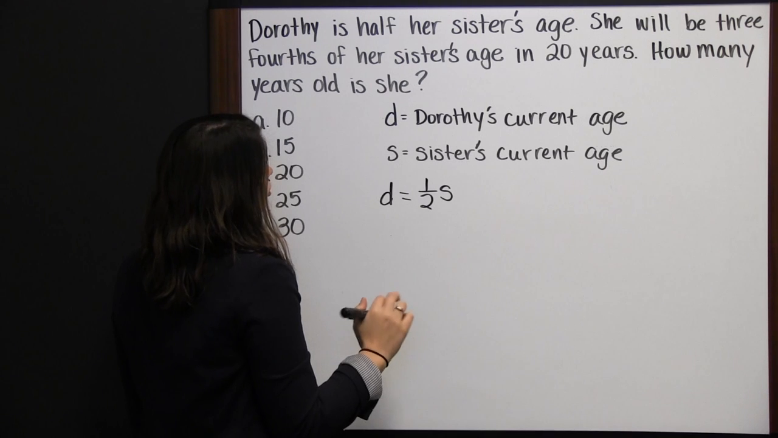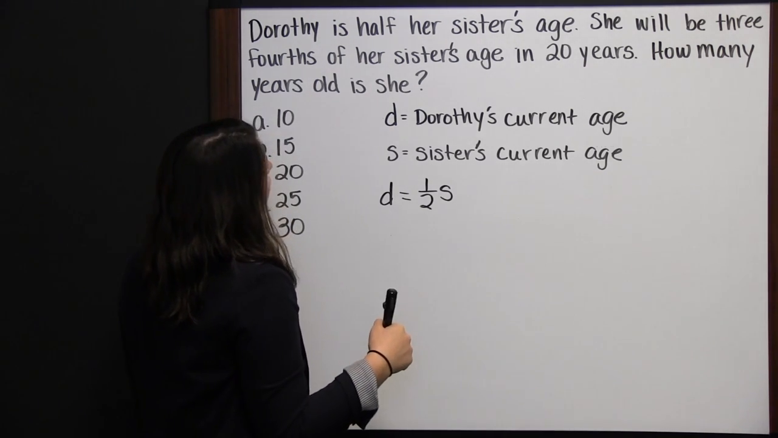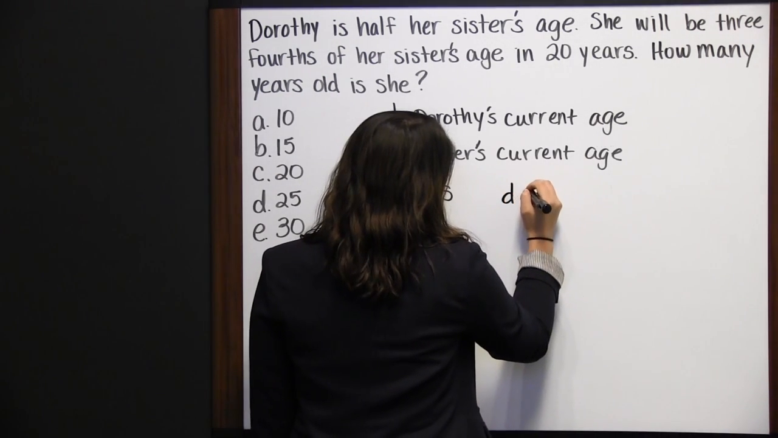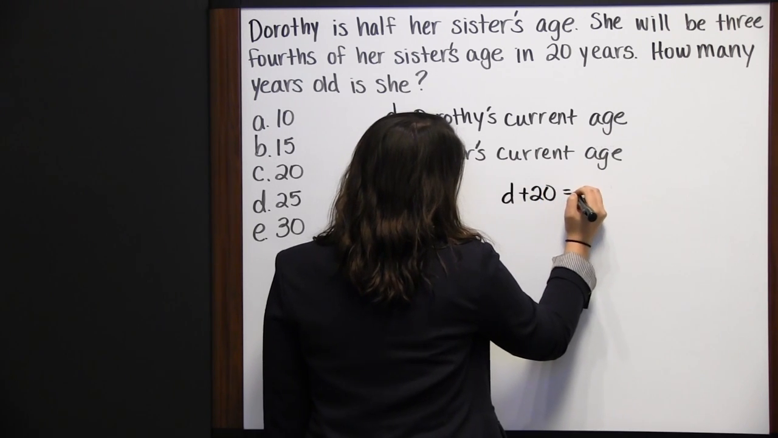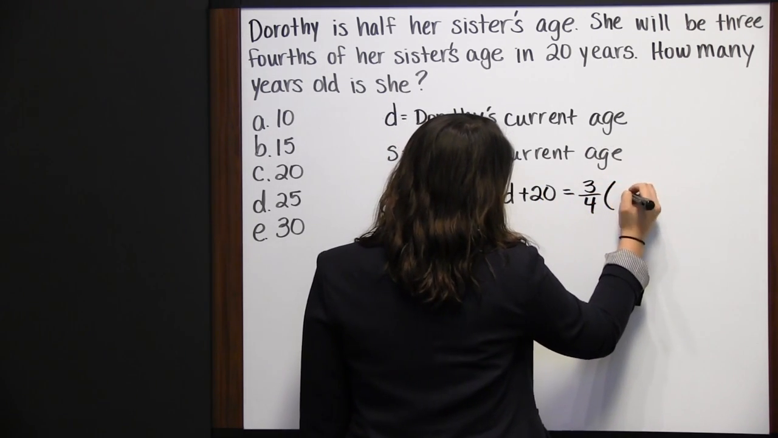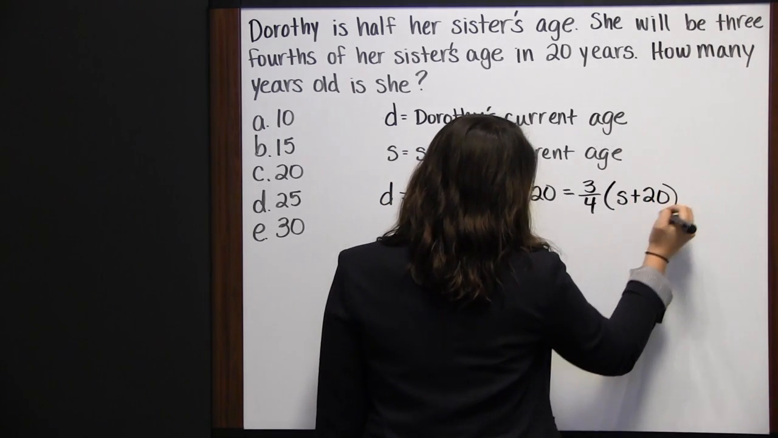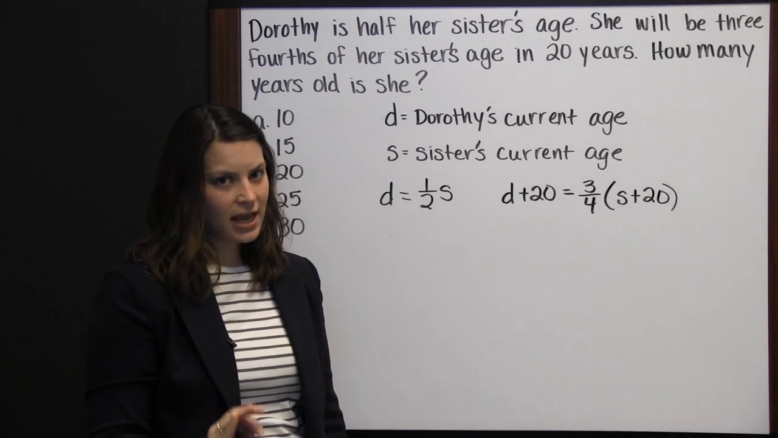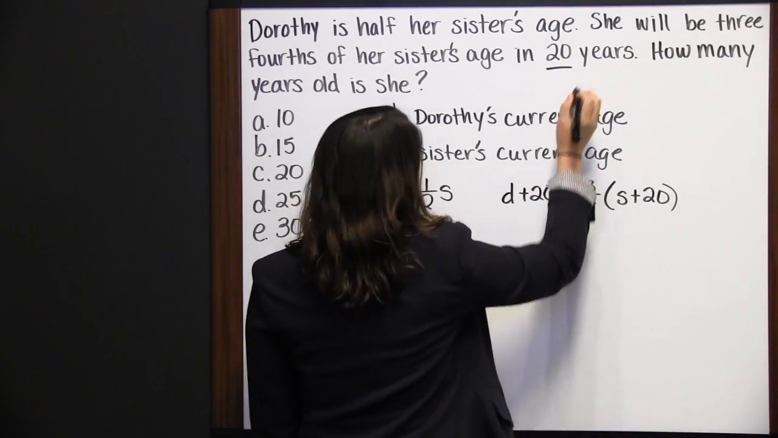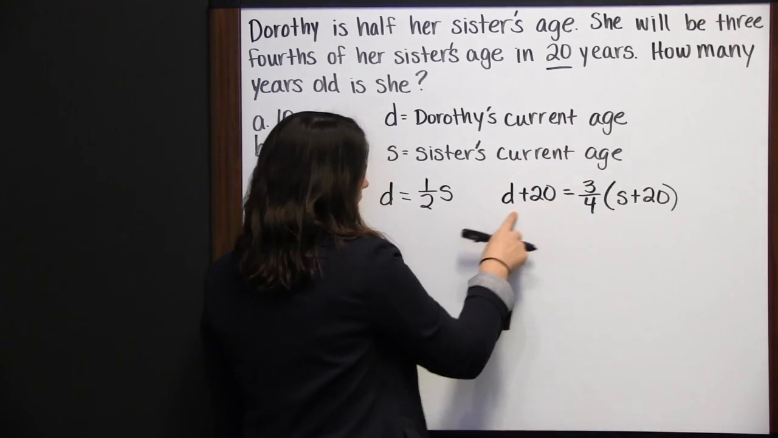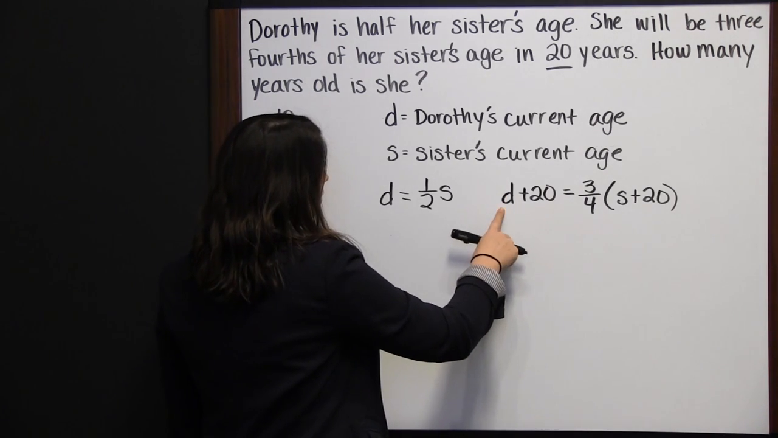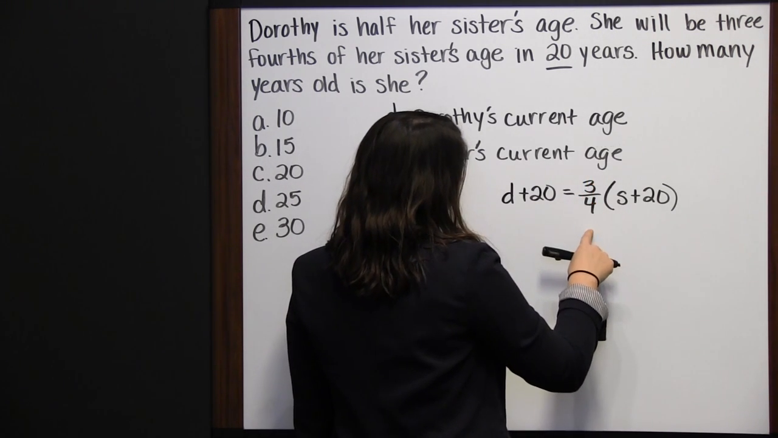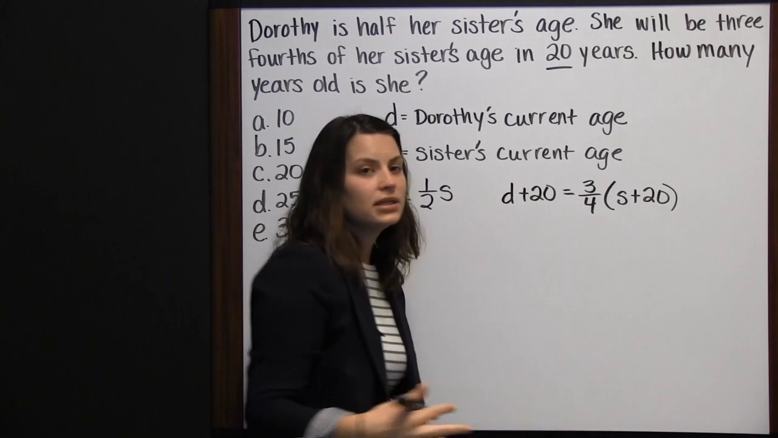The next sentence says Dorothy will be 3/4 of her sister's age in 20 years. So Dorothy in 20 years will be 3/4 of her sister's age in 20 years. Remember that D and S were Dorothy and her sister's current ages. So when they talk about in 20 years, that means we have to add 20 to their current age. So Dorothy's age in 20 years, so plus 20, equals 3/4 of her sister's age, also in 20 years.